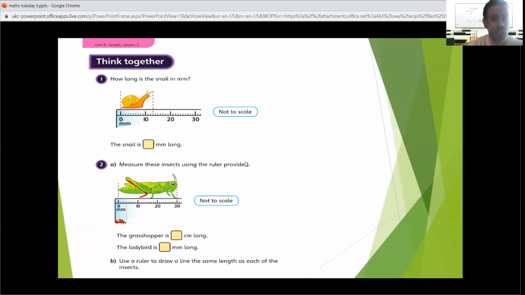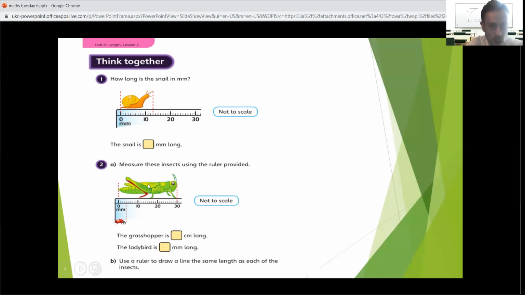All right, so we've got a snail. How long is the snail? Just a reminder, these are not to scale, in case you thought it was giant creatures knocking about. How long is the snail in millimeters, mm? There you go. It's showing you there. It's got the lines at the end, so you can measure. It's like VAR on the football.